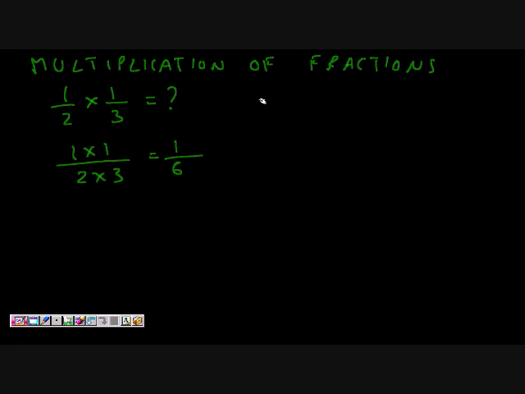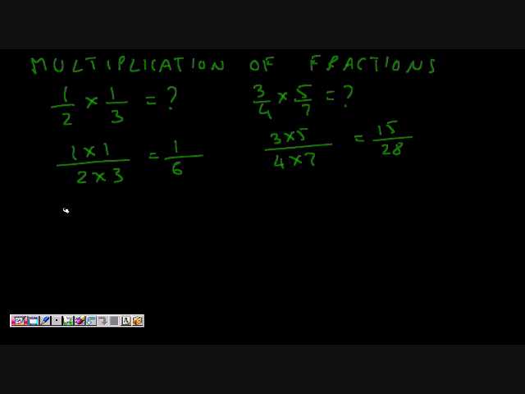Let's take one more example. Suppose you're given 3 by 4 into 5 by 7. Again, we multiply the numerators separately, 3 into 5, and then the denominators separately, 4 into 7, which gives 15 by 28.